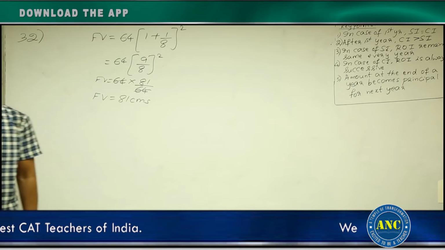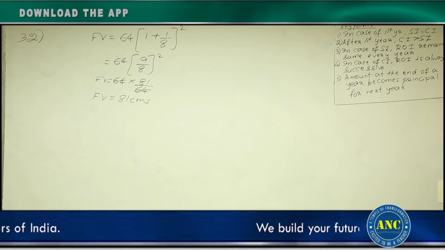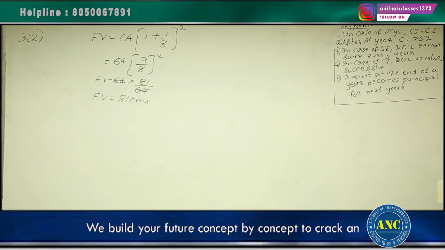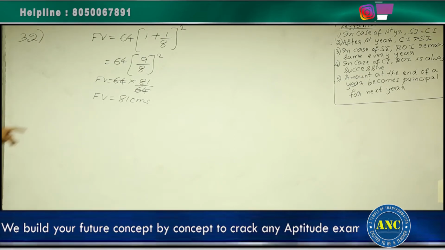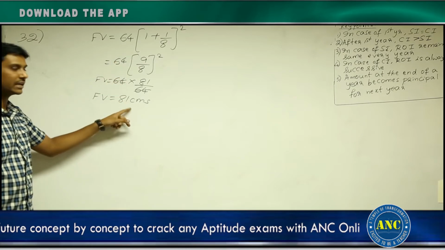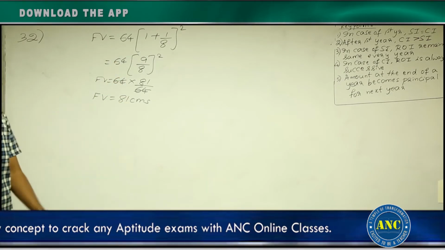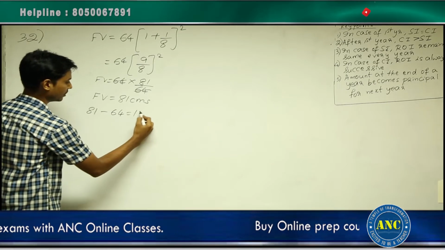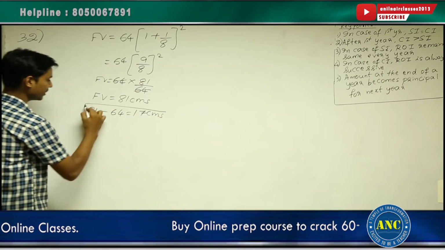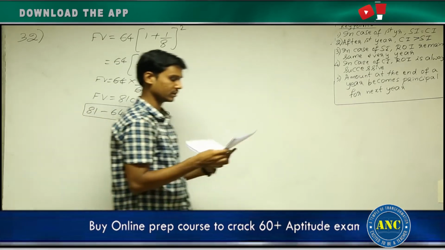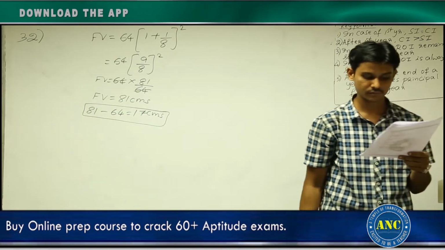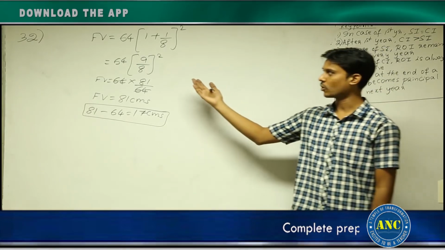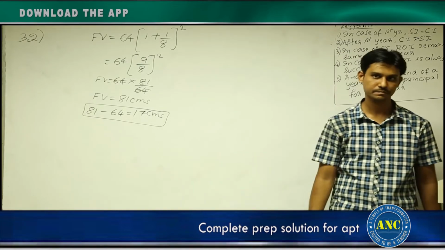Okay? But students will mark the answer as 81, which is incorrect. Please read the question carefully. By how much will it grow after 2 years if it stands 64 centimeters tall? Initially it was 64. 64 is becoming 81. How much has it grown? 17. 81 minus 64. Please read the question carefully before you mark your answer. Answer is not 81, answer is 17. That is the reason both answer options are given in the question. Clear, right? An application based problem based on compound interest.